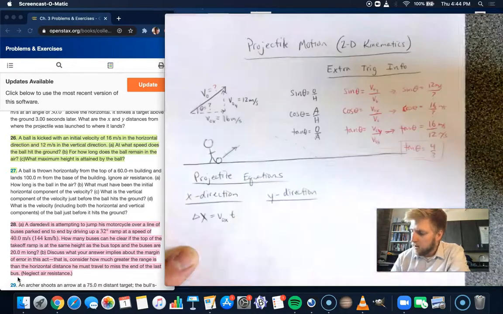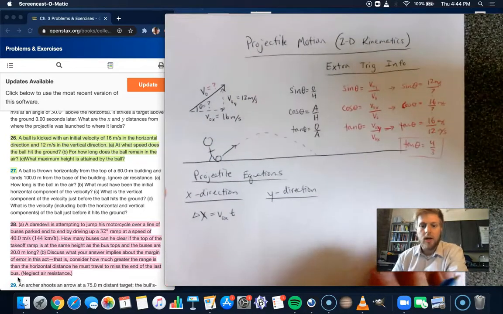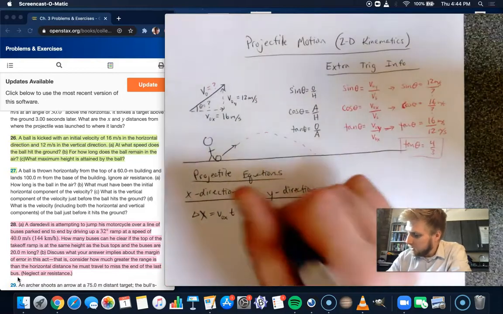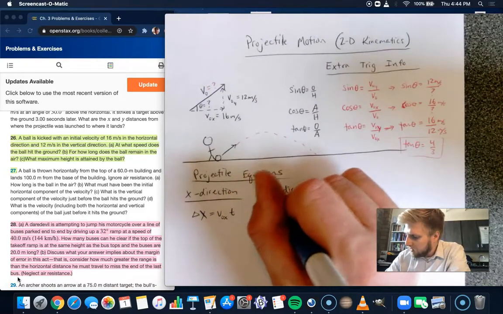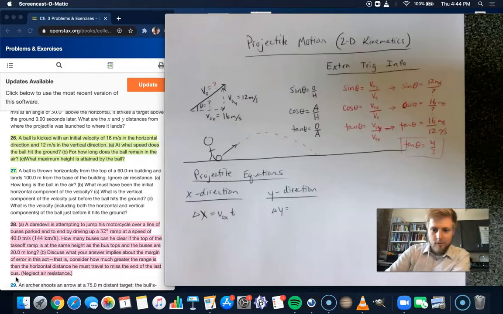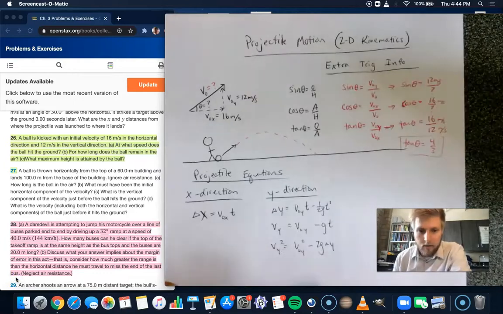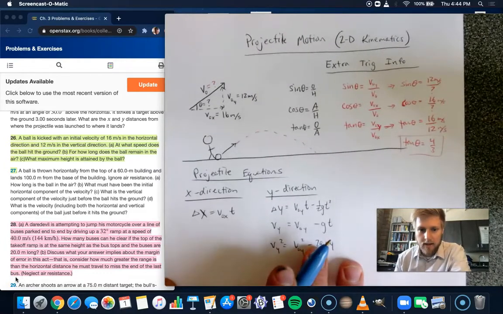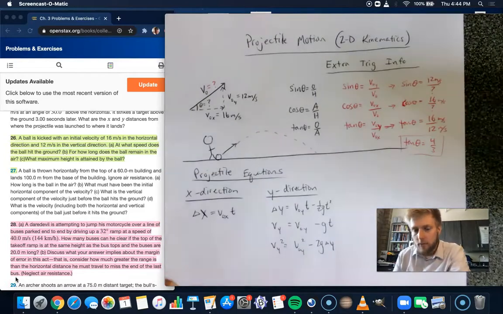Remember the assumptions we're making? We're assuming no air resistance. We're assuming that g is constant. We're assuming we're near the surface of the Earth. So I'm going to pause so I can just jot them all. There we have our four equations. And now that we've got all of them written down, we want to see if we can answer the question here.